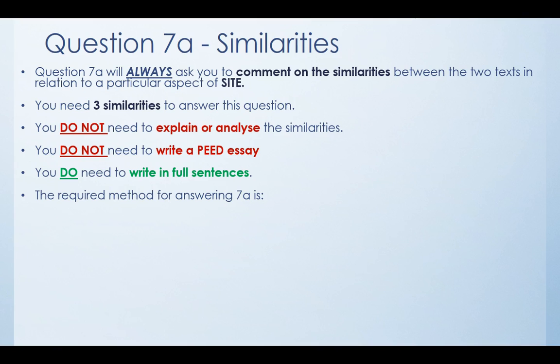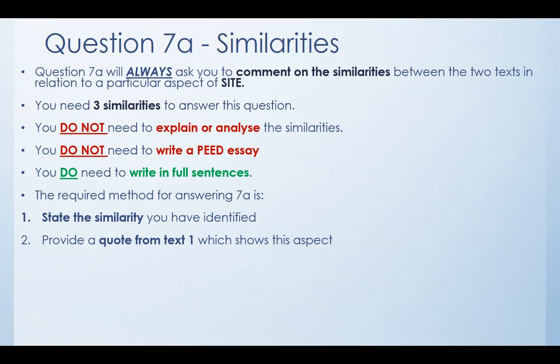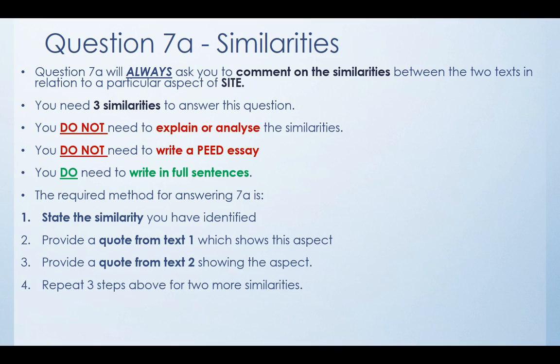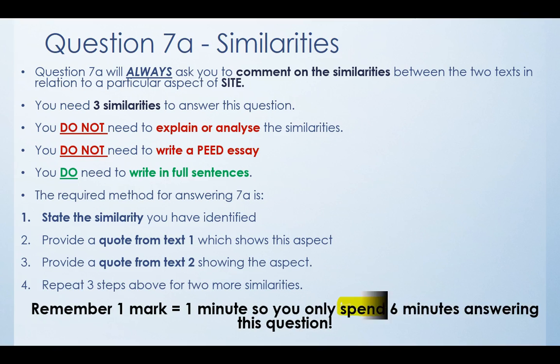However, they've got a very formulaic method for doing this, and what they want you to do is this. They want you to state the similarity that you've identified. They then want you to provide a quote, a direct quote from text 1, which illustrates or shows that aspect that you've identified as being similar. They then want you to provide a quote from text 2 showing that aspect, and then they want you to repeat steps 1, 2 and 3 above for the other 2 similarities that you've identified. It is very formulaic, but it's only worth 6 marks, so you only have 6 minutes to answer this question.